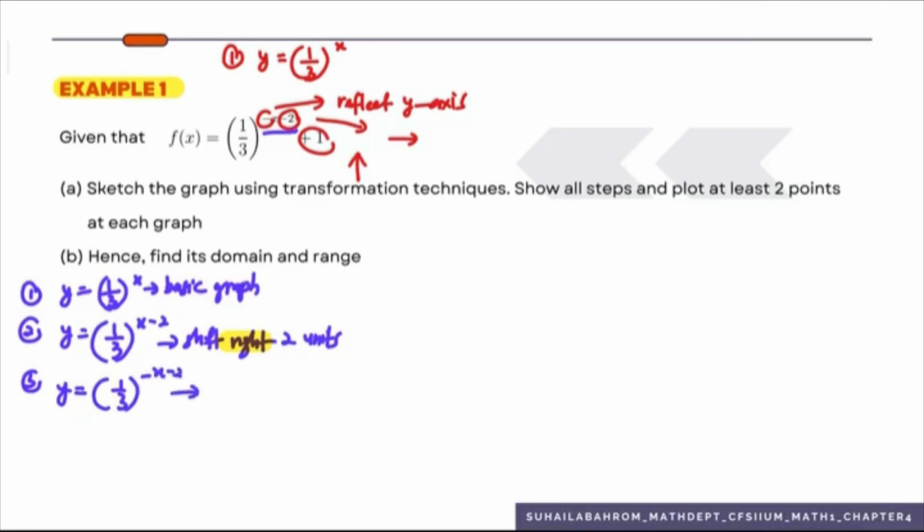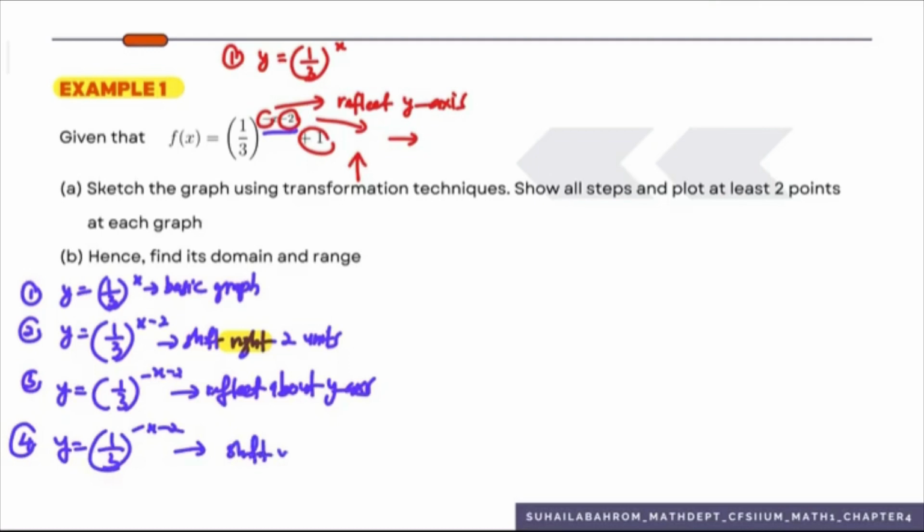So the transformation technique involved here is reflect about y-axis. And the last one, we have the function y is equivalent to 1/3 power of negative x minus 2. So the graph will shift upward by 1 unit. So we have here y is equivalent to 1/3 power of negative x minus 2 plus 1.